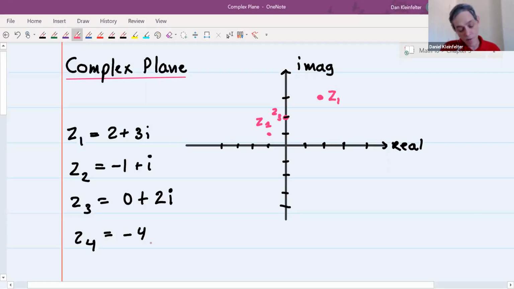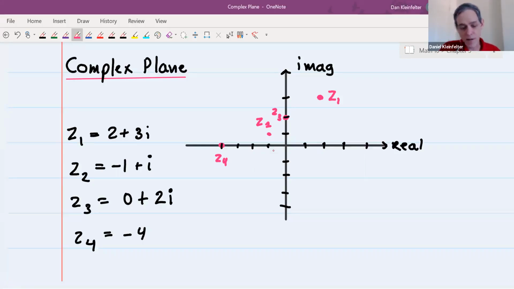Okay, z4 is -4. That would lie on the real number axis. So the real axis is kind of like our regular number line that you've had all your life. We now are just moving off of it in the imaginary direction to plot complex numbers.